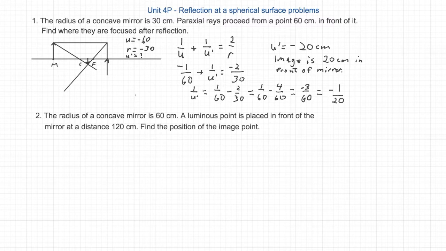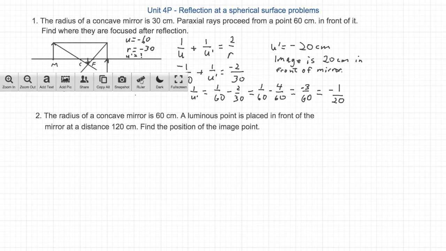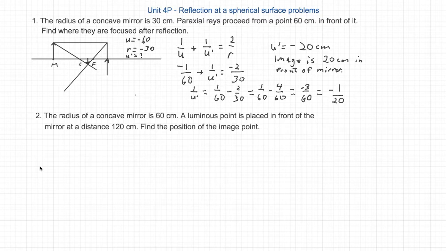Question 2, the radius of a concave mirror is 60 centimeters. A luminous point is placed in front of the mirror at a distance of 120 centimeters. Find the position of the image point. Optical axis and mirror, still concave. We'll still place our center and focal point on the left side.